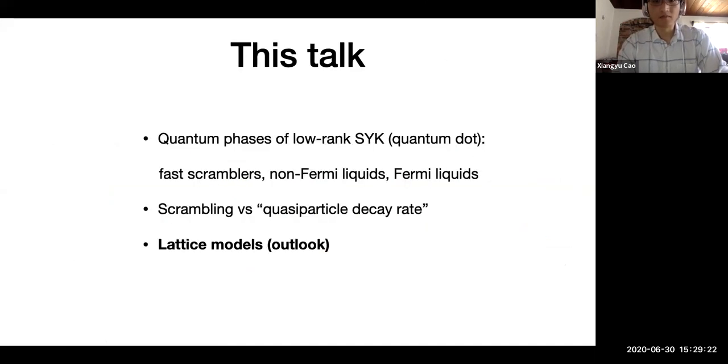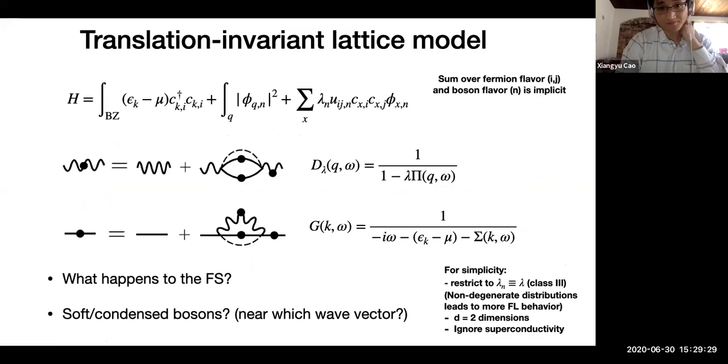Okay, so just to wrap it up, let me talk about some ongoing work on lattice versions of this model. So basically, you have the same type of physics, but on a lattice. So you have a Brillouin zone, and you have fermion hoppings, and fermions on a lattice coupled to some bosonic mode, which could be phonons. So you have the same Schwinger-Dyson equations, but now with momentum dependence.